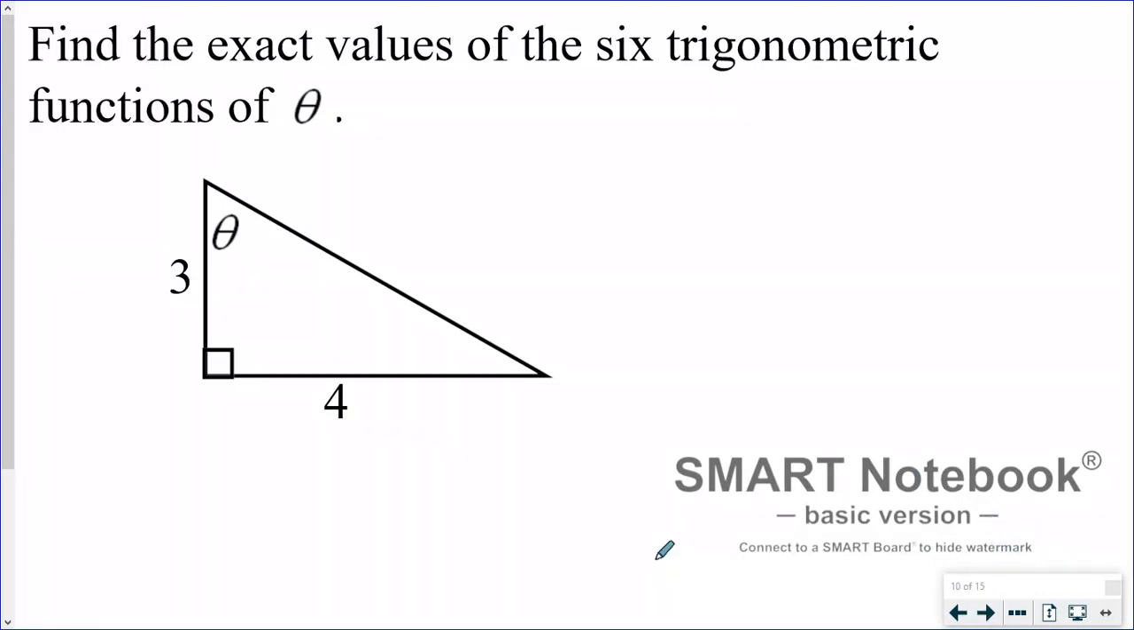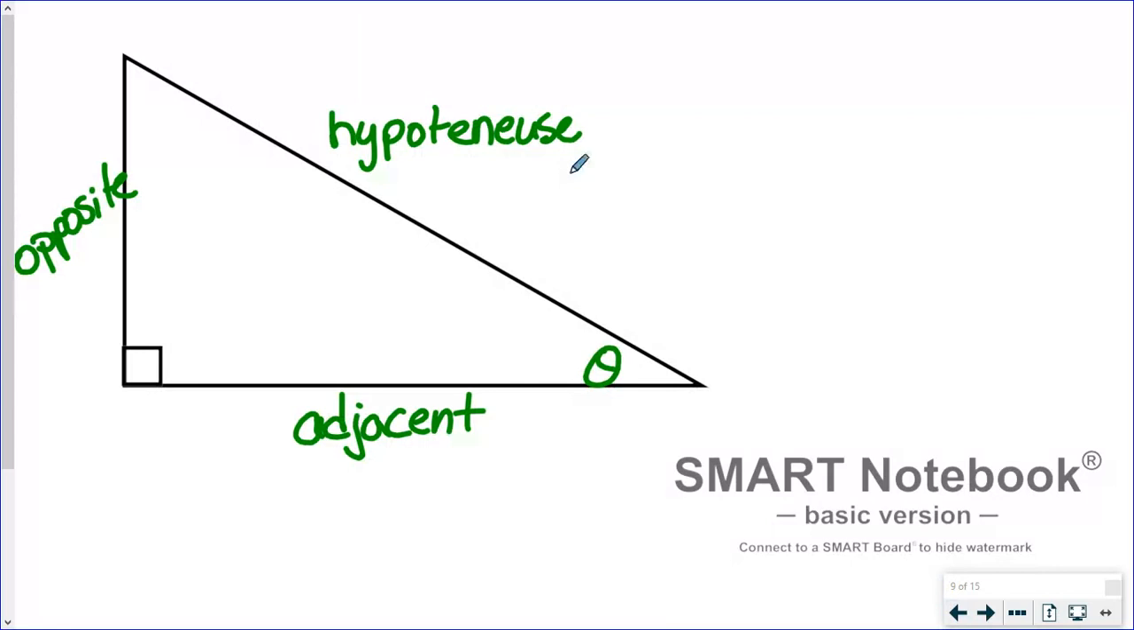Okay, so find the exact values of these 6 trigonometric functions of theta. In order to do this, we need to know, well, let's get back here before we jump ahead of ourselves. Hopefully we all remember SOHCAHTOA. Yes, no, maybe so? I mean, you at least remember having heard it, right? You may not remember what it means, but you remember having heard it.